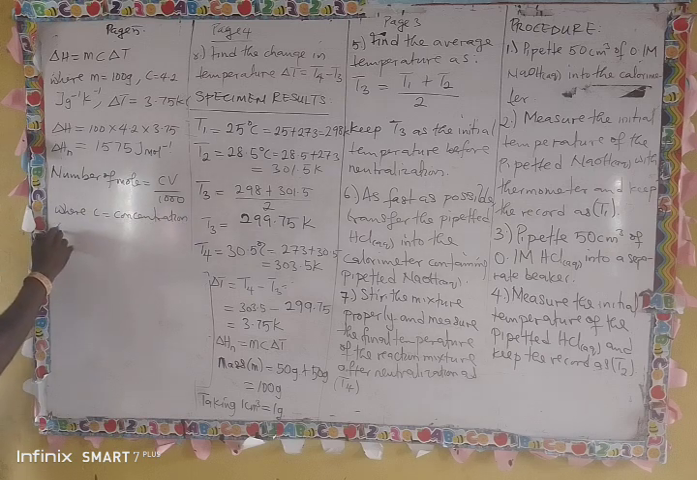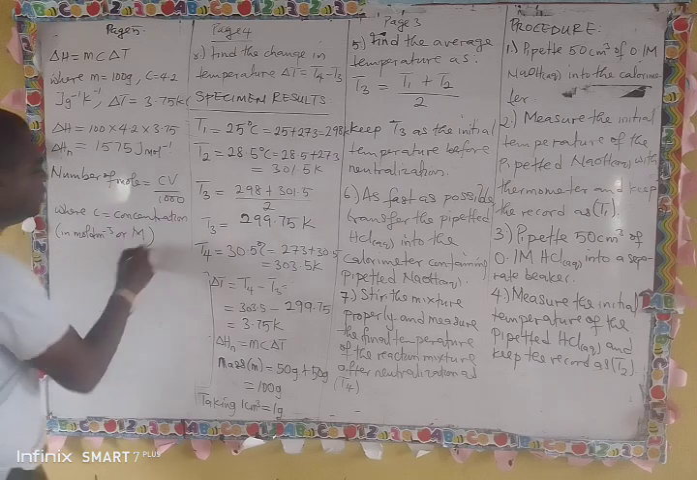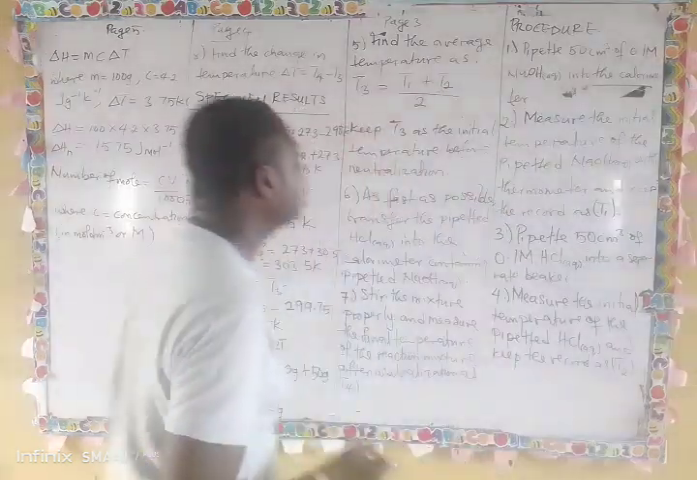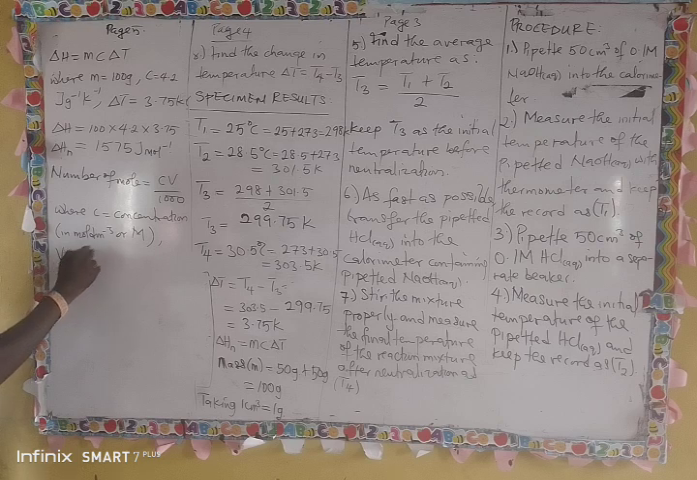Concentration in what? In mole per dm cube, or molar. This molar means what? Mole per dm cube, or molar. Then V equals what? Volume in what? Volume in centimeter cube, cm cube.